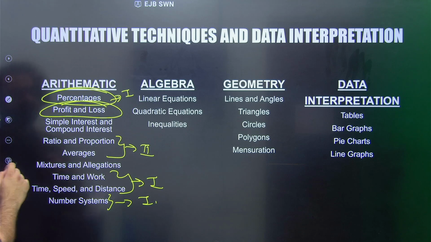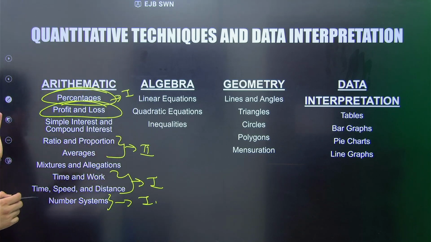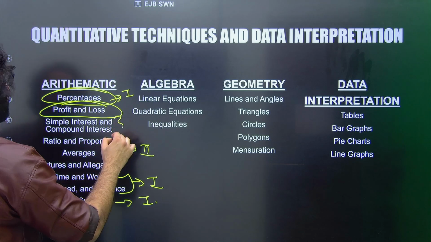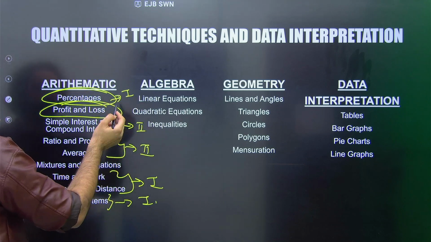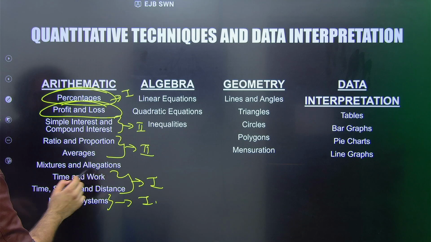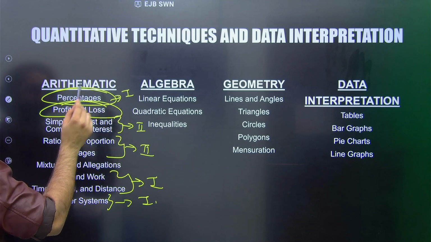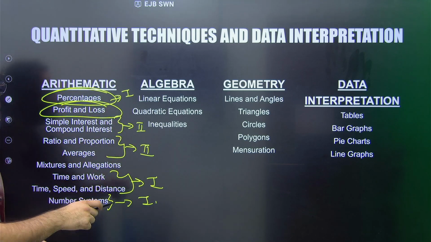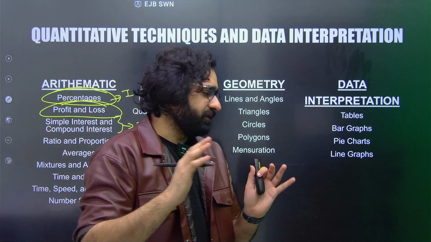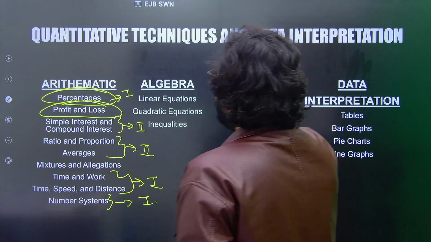Apart from that, all of these: ratio, proportion, averages, simple interest, compound interest, all of these fall under the second category. So out of these, we have time and work, time, speed, distance, percentage, profit and loss, and number system in the first category of this particular segment. Next, we come to algebra.